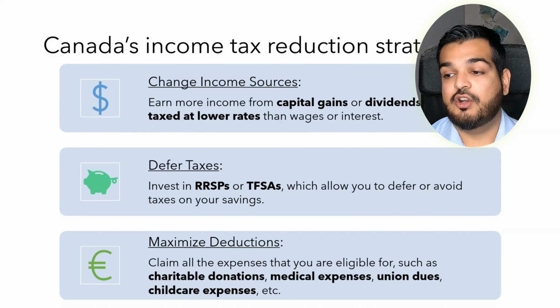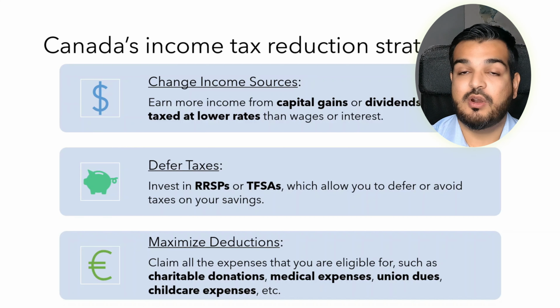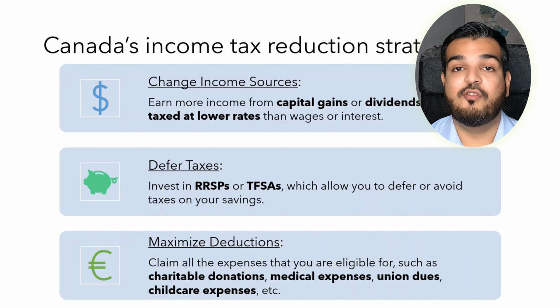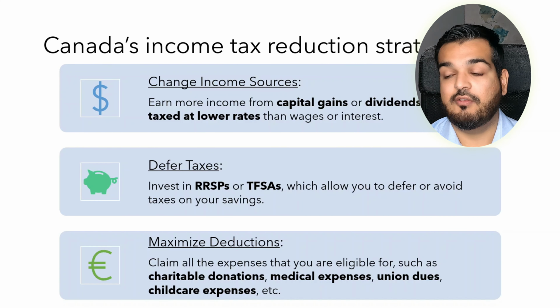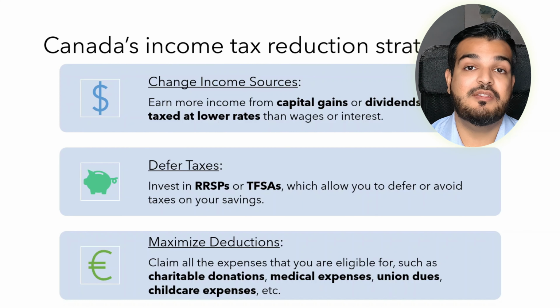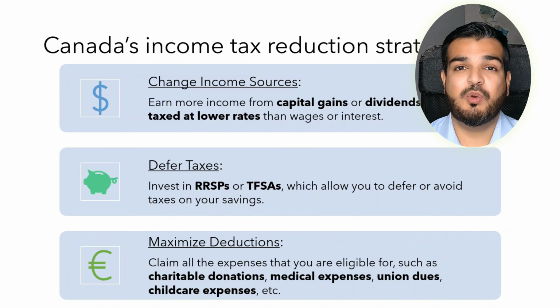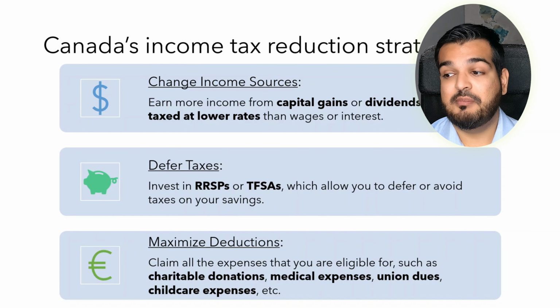For example, charitable donations can give you a non-refundable tax credit of up to 29% of the amount you donated at the federal level. Plus, there are additional tax credits available at the provincial level. So this to me is a win-win situation. One, your money goes to a charity in need, and two, it helps lower your tax bill. And if you've paid out of pocket for medical expenses, make sure you claim those on your taxes as well.